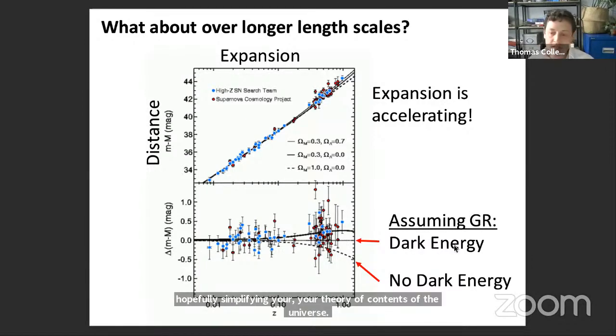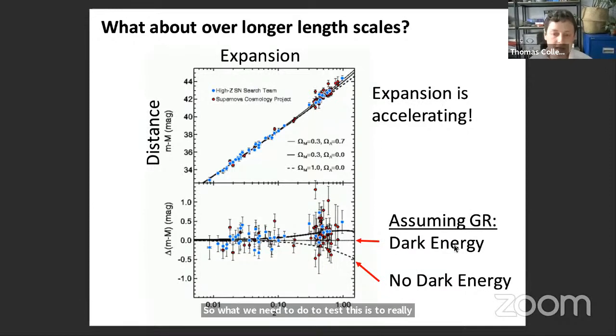So what we need to do to test this is to really see, can we see how the curvature of space-time varies as a function of scale? We know that GR needs to be correct on solar system scales, but can we test models on longer scales or on different mass scales where we can look for deviations from GR that would be a sign for modified gravity?